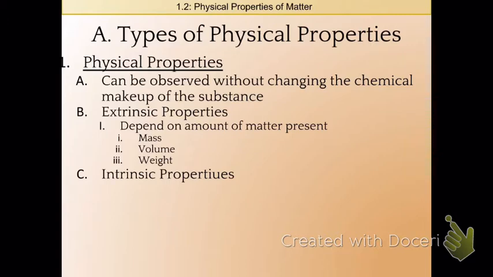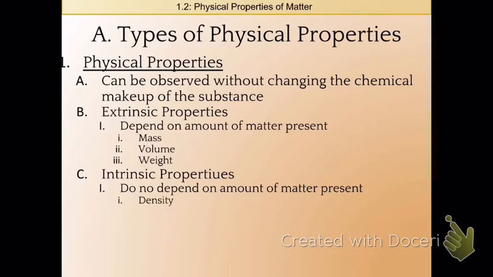An intrinsic property, on the other hand, is going to be something that does not depend on the amount of matter present. Density, like we talked about with the floaters and sinkers activity, is an intrinsic property. And so what that essentially means is if I have a piece of granite that's about as big as my hand, or if I have a piece of granite that's as big as the Rocky Mountains, both of those samples of granite have the same density.